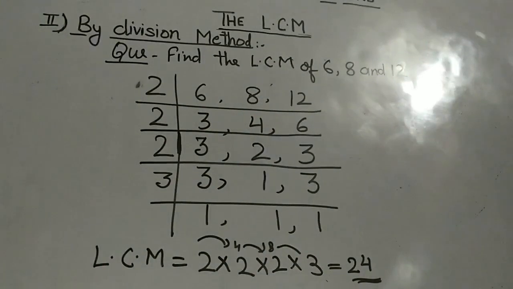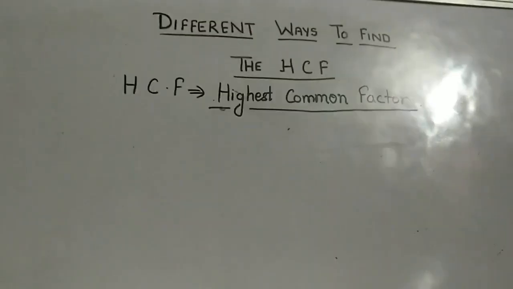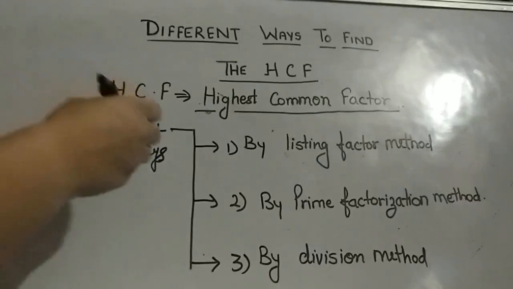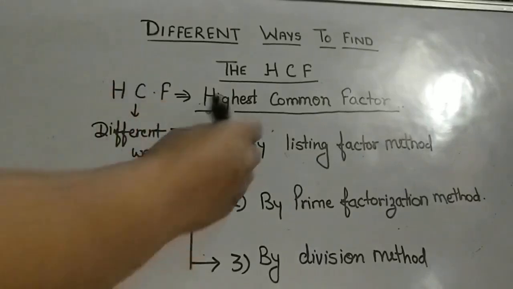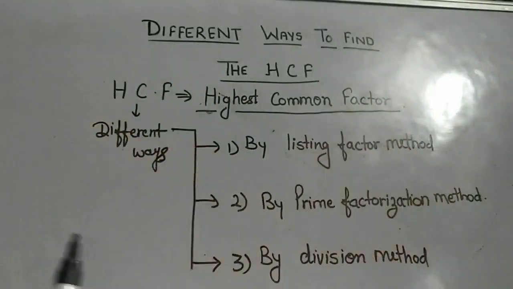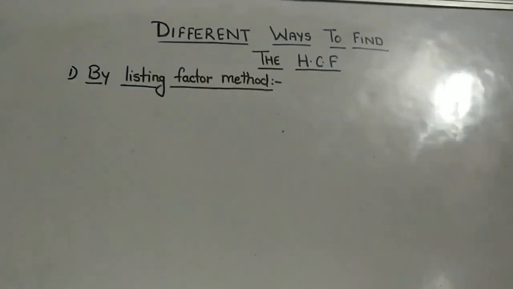So we have discussed the different ways to find the LCM. Now we will see the different ways to find the HCF. So what is HCF? HCF stands for highest common factor. Here we will discuss three different ways to find the HCF. First, the listing factor method, second, the prime factorization method, and third, the division method. At first we will discuss the listing factor method.